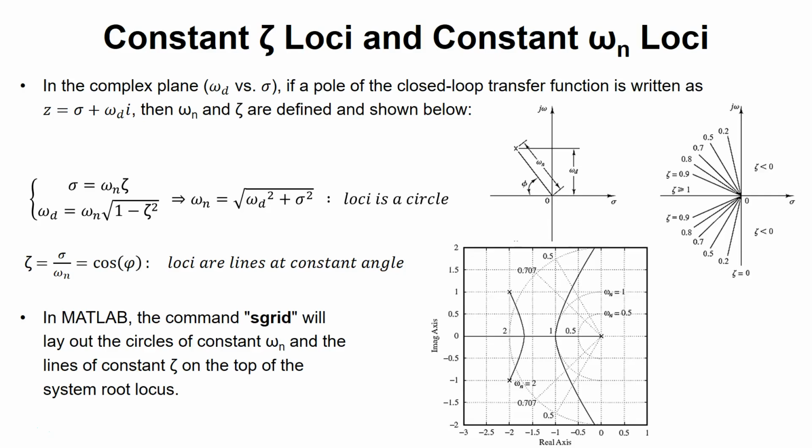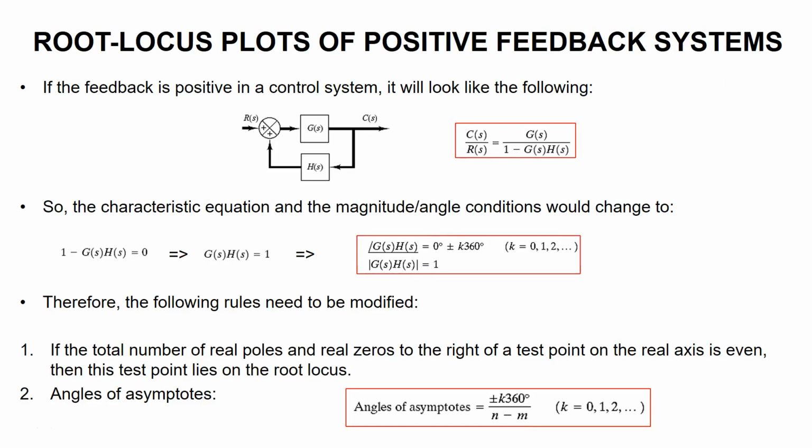But here, the magnitude condition is the same. Still, g times h at any point should be 1, but the phase is different, because what is the angle of 1? Any number on the right-hand side of the imaginary axis, on the real axis, of course, has an angle of 0, right? So the angle ought to be either 0 or 2 pi or 4 pi or 6 pi or 8 pi. So these are even integers of pi, while in the past we had odd multiples of pi.